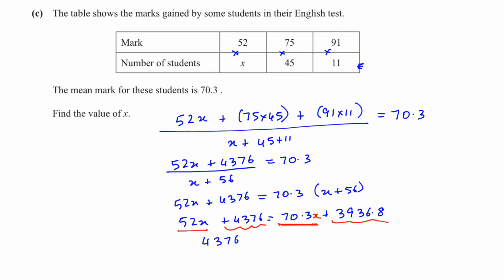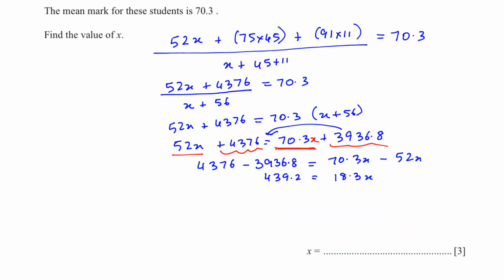So 4376 minus 3936.8 is equal to 70.3x minus 52x. This gave us 439.2, and 70.3 minus 52 is 18.3. This is a multiply. When I bring it to the other side, it will be a divide. Therefore, 439.2 divided by 18.3 is the value of x. This will be 24.